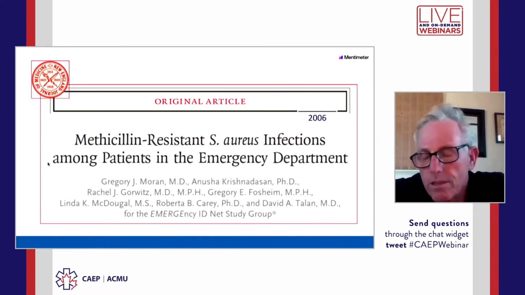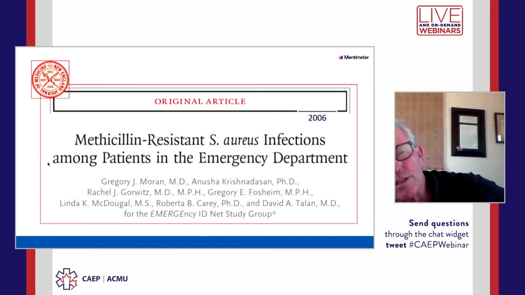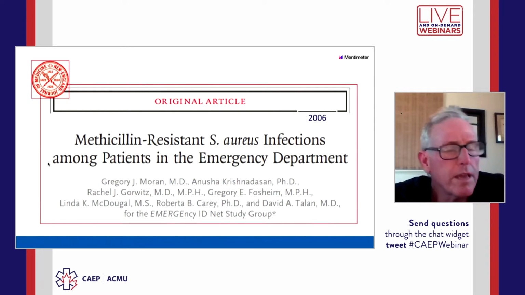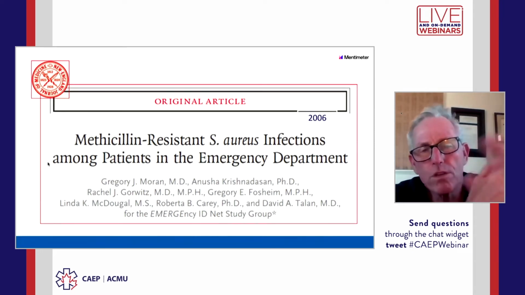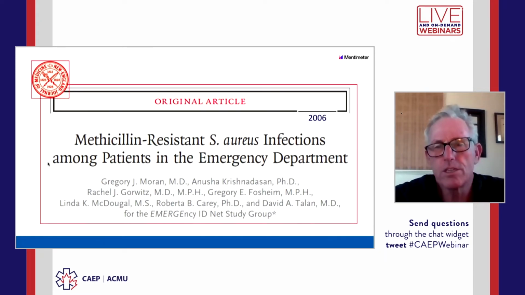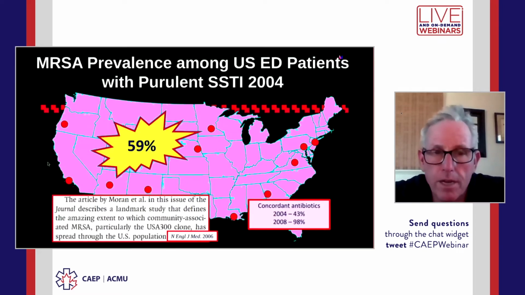And it led to this report in the New England Journal of Medicine in 2006, methicillin-resistant Staph aureus infections among patients in the emergency department. And like George referred to, what we focused on were people who had culturable, purulent wound infections or abscesses. And here's the result of that study. Give me the next slide.